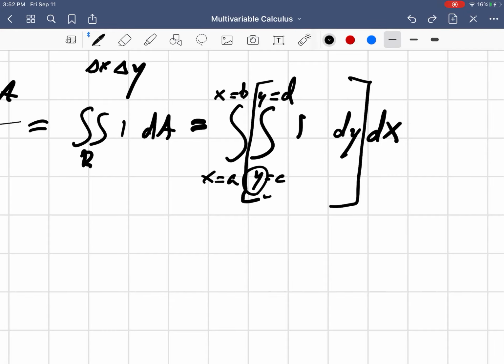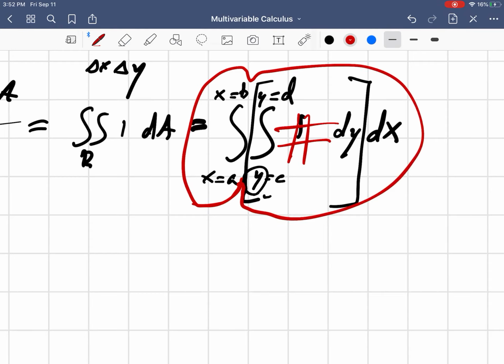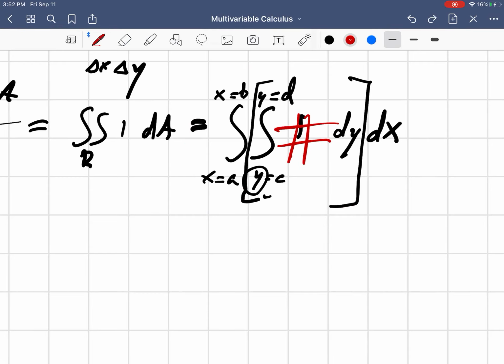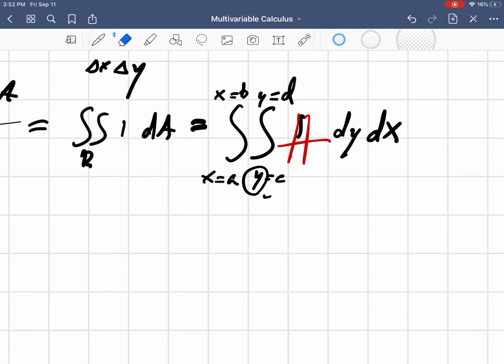And then this is going to give you a number, right? This innermost integral gives you a number, and then it would be the integral from x equals a to x equals b of that number, dx. And so this outermost integral, if it's with x's, it needs to be with respect to x. So that's why we need dy dx in this particular case.